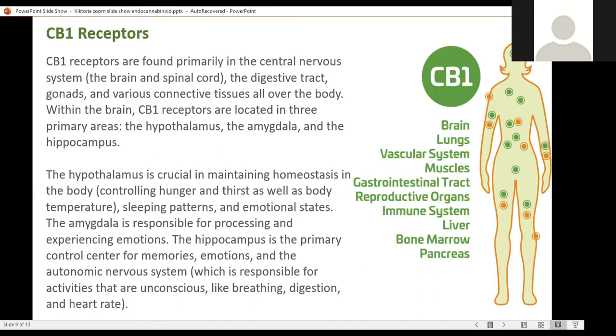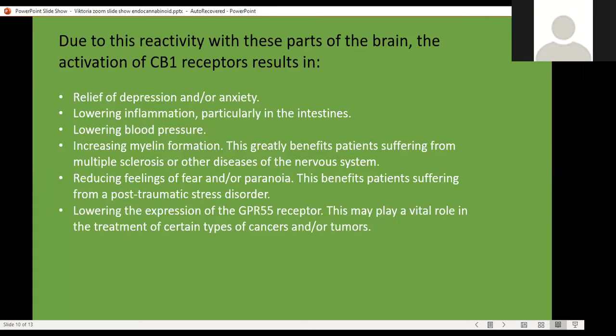The hippocampus is the primary control center for memories, emotions, and the autonomic nervous system, which is responsible for activities that are unconscious, like breathing, digestion, and heart rate. Due to this reactivity with these parts of the brain, the activation of CB1 receptors results in relief of depression and/or anxiety, lowering inflammation, particularly in the intestines, lowering blood pressure, and increasing myelin formation. This greatly benefits patients suffering from multiple sclerosis or other diseases of the nervous system.